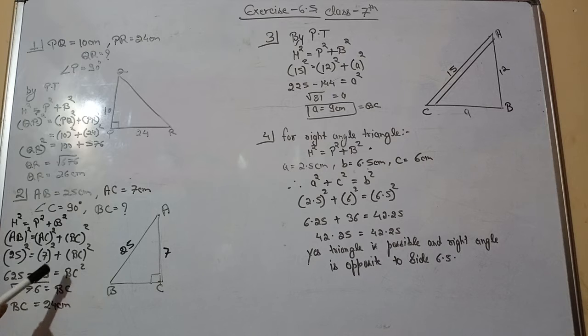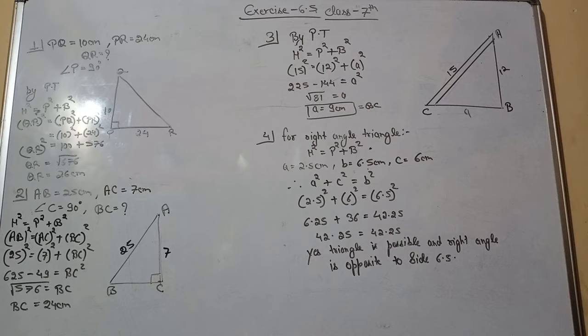So here what we have to do? We have to follow the simple equation concept: transpose the constant to one side. So 25 squared which is 625 and 7 squared which is 49. When we subtract these two, we get 576 and that is the square of 24. So what is the value of the base? That is 24 centimeter.